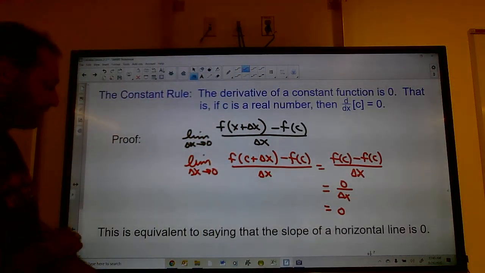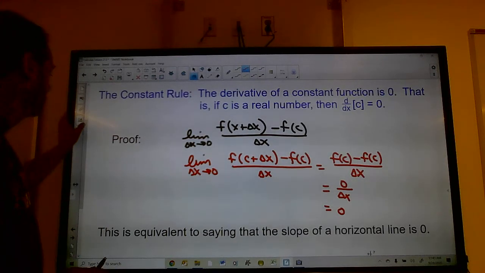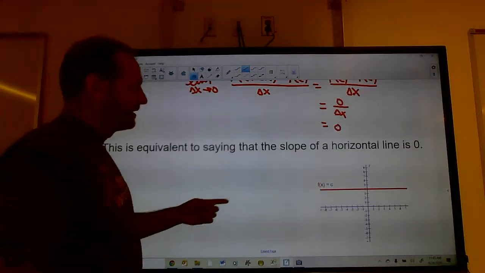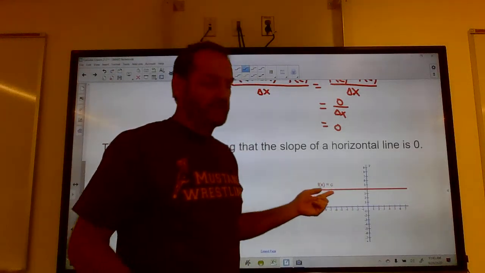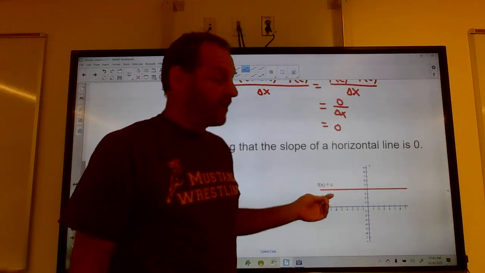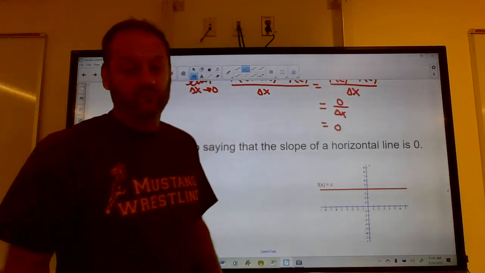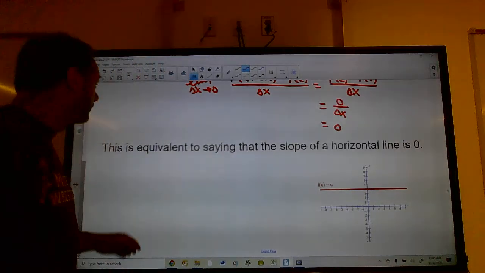Okay? So this is equivalent to saying that the slope of a horizontal line is 0. Okay, so if you think about it, f of x equals c, that's any horizontal line. Okay, and the derivative is the slope, or the rate of change, and the slope is obviously 0.